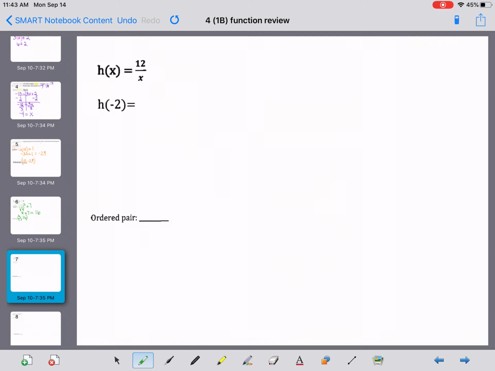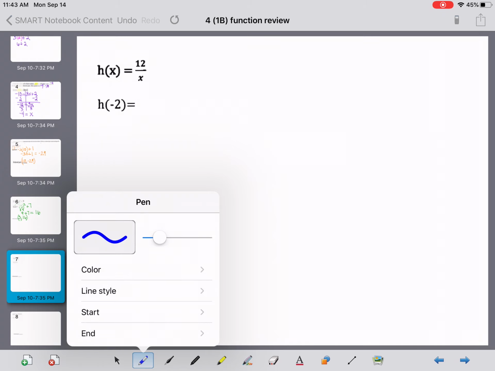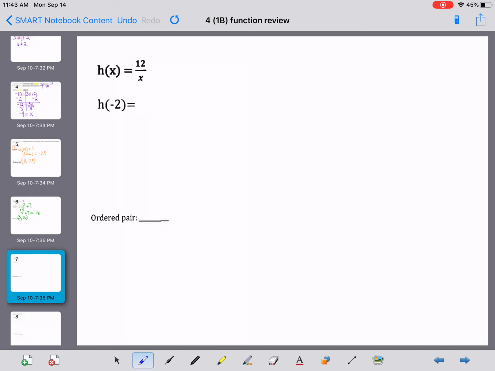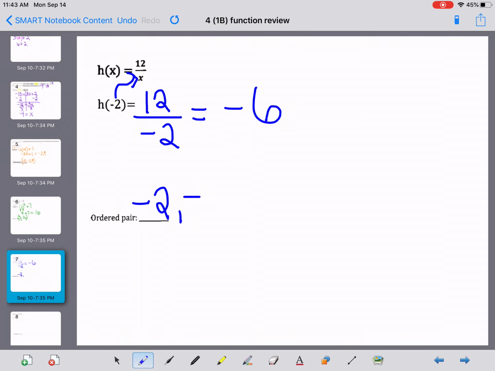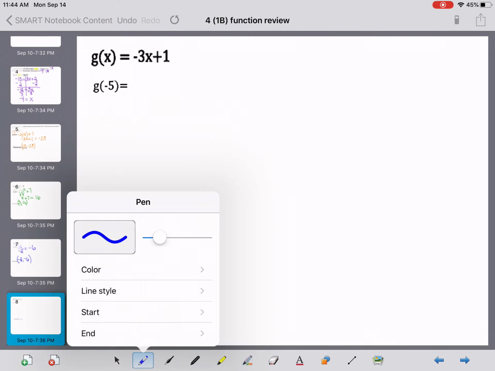Remember, if I'm going too fast, either pause the video or go back and watch it again. Same idea here. This negative 2 is going to go back in for that x. So this is going to be 12. Instead of writing the x, we're going to write negative 2. 12 divided by negative 2 is negative 6. So our ordered pair is negative 2, negative 6. We put the negative 2 in, and we get the negative 6 out. Same idea on the next problem.